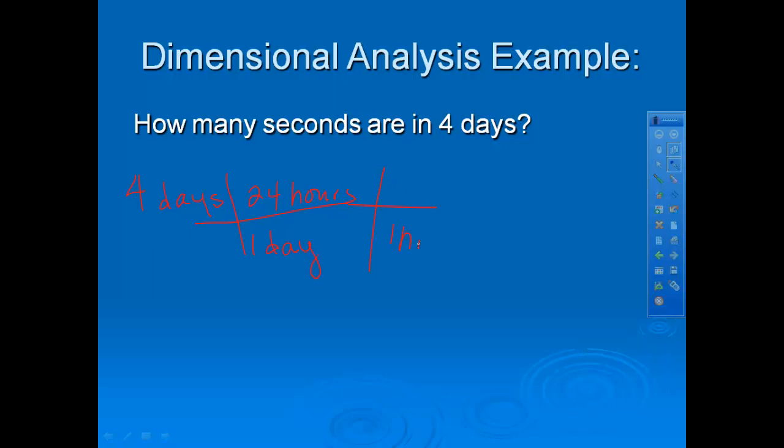And then in 1 hour, there's 60 minutes. And in 1 minute, there's 60 seconds. So all of your units cancel out except the seconds, which you want over here at the end. And then you're just going to straight multiply across. 4 times 24 times 60 times 60.